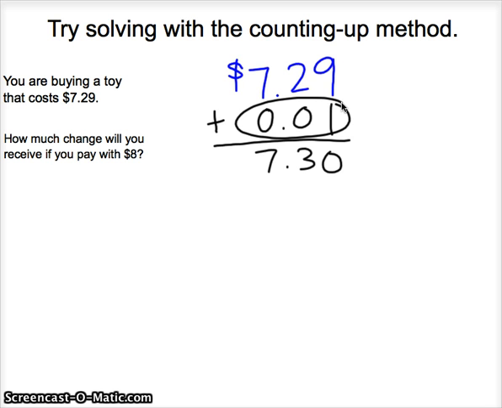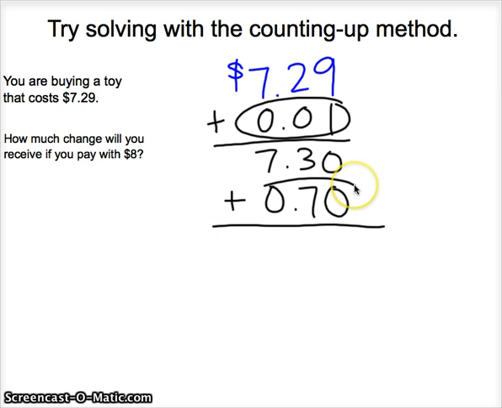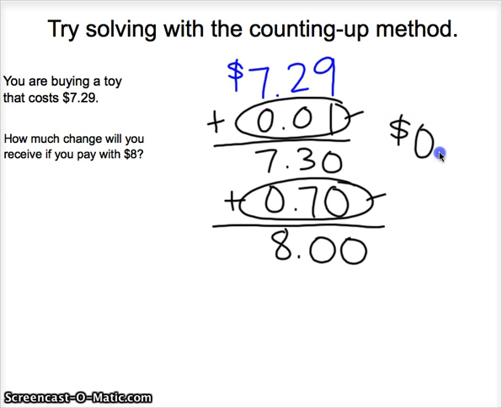Now at $7.30, I can just count by tens to get up to $8. So $7.30, I go 40, 50, 60, 70, 80, 90, $1. That's 70 cents. So I can do that step all at once because I know that 30 plus 70 is going to give me $1. So that gets me to $8. Now we check the two things that we added, which is 1 penny and 70 cents, and that's 71 cents. So again, my change here is 71 cents using the counting up method.